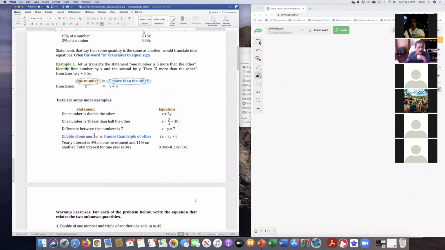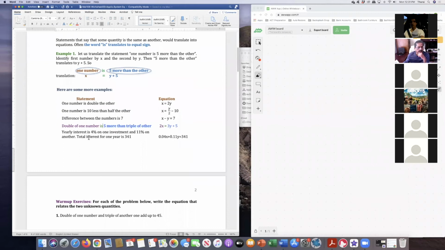Double of one number is 5 more than triple of the other. So double of one number will be 2X. 5 more than the triple of the other is 3Y plus 5. You have to introduce different names for the two different quantities. That's 3Y plus 5. The word "is" translates to the equal sign.